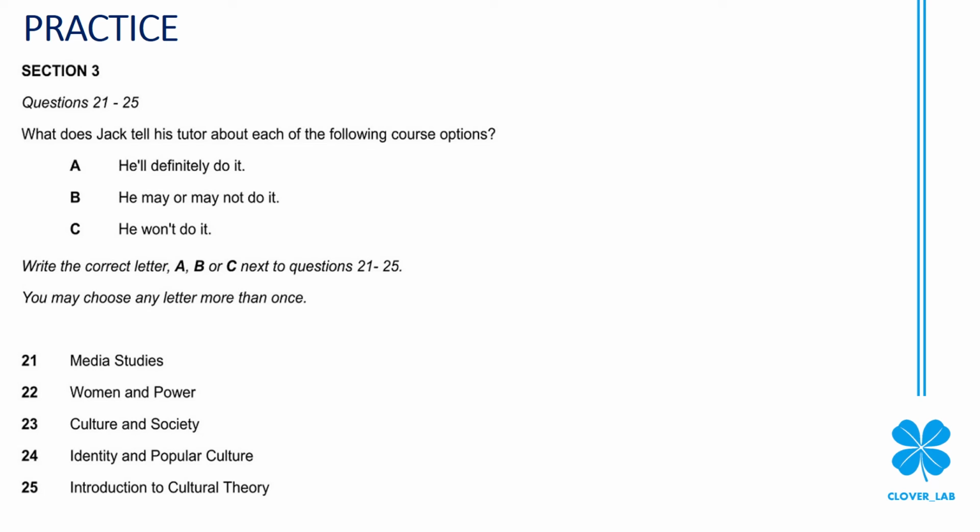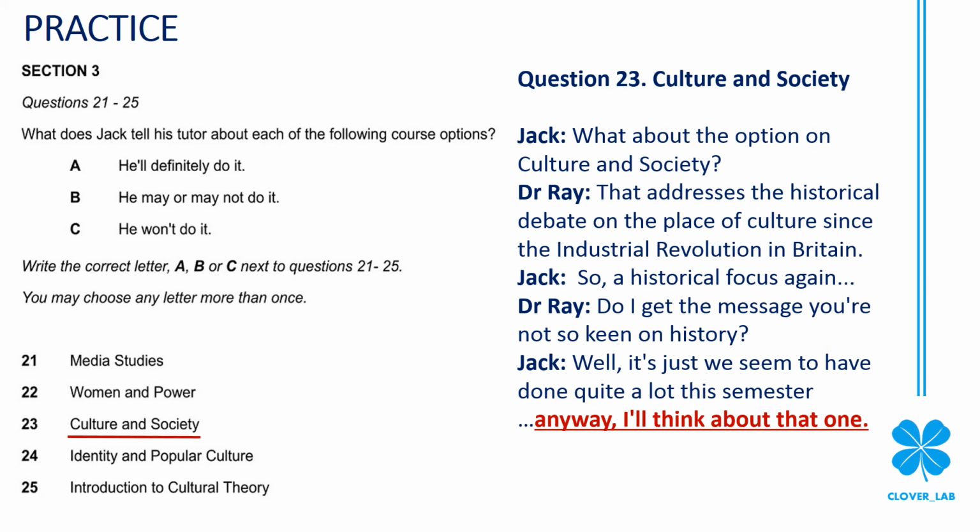So in question 23, they're talking about culture and society. Please look at the screen, read the script. Well, in this case, Jack is not 100% sure whether to take culture and society, because he says he will think about that one. So then, it means the answer is B. He may or may not do it.